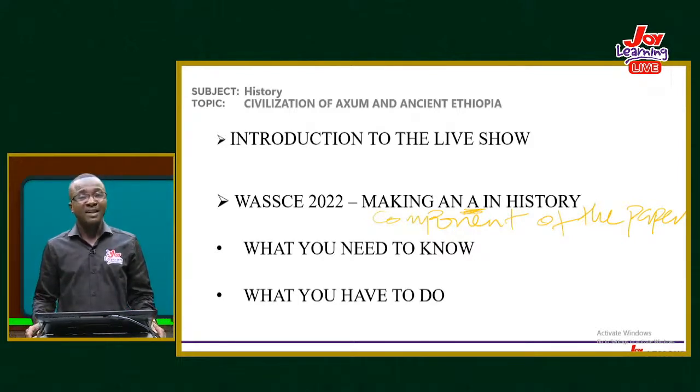Remember to look at the transatlantic slave trade. That is also an objective topic. Don't forget to look at the coming of the Europeans to West Africa. The coming of the Europeans to West Africa is another important topic you need to look at for the objective section. Don't forget again to look at colonial rule in West Africa as another topic in your revision for the objective paper. In addition to that, remember to also look at the partition of Africa and the scramble for Africa.